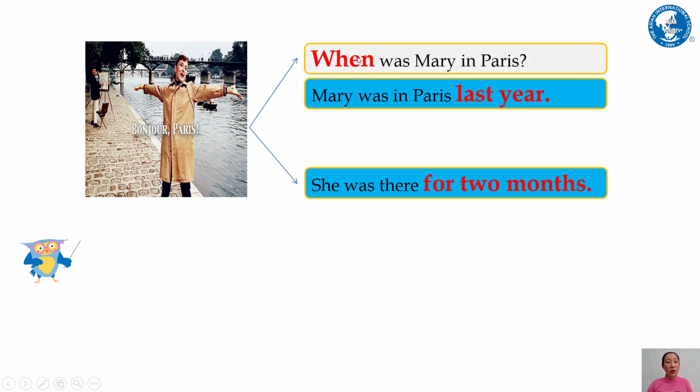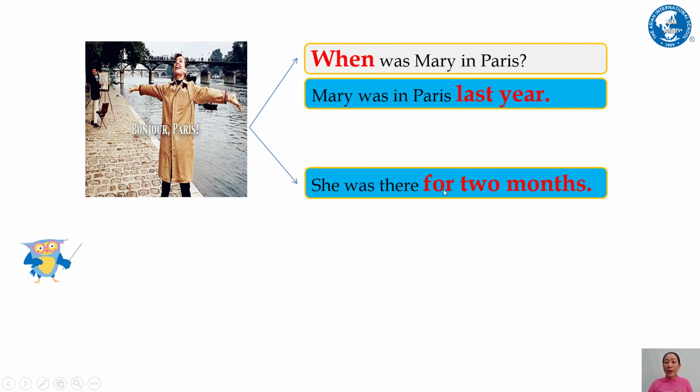How about the question? We use the question word when to make a question. When was Mary in Paris? I used to be was in the answer, so you use it for the question. When was Mary in Paris? We don't say, when did Mary in Paris? No, because in the answer, I used to be was, and you use it for the question, remember.